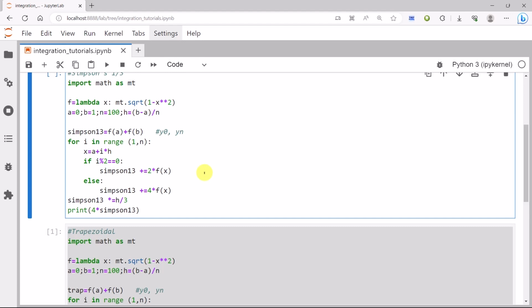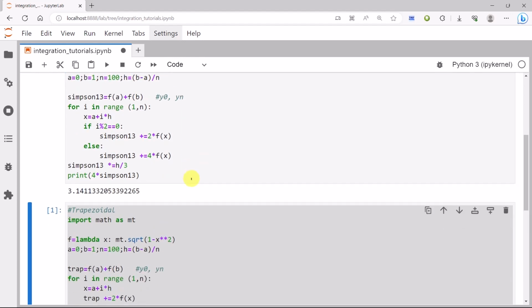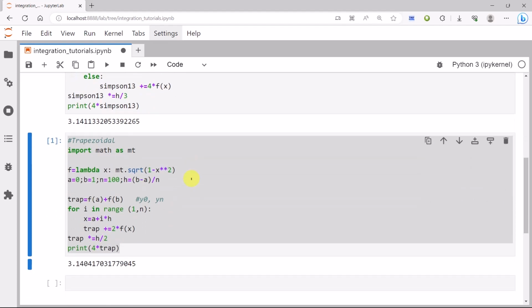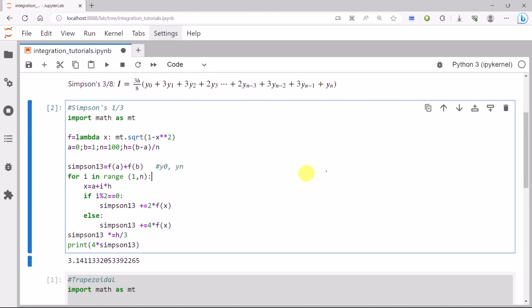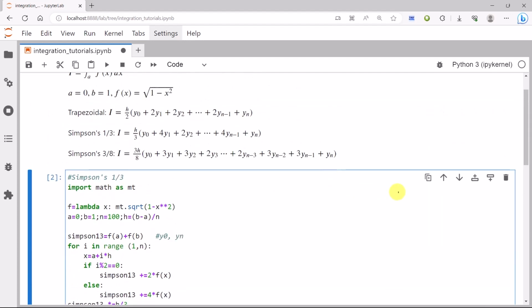So hopefully this is all right. Let's run it. Okay, you can see this is 3.1411. So it looks good. Okay, so now we can go to Simpson's 3/8.